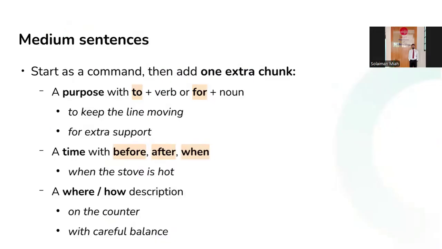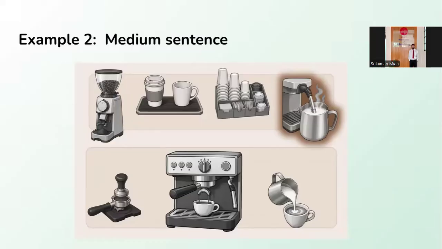The second is a time, using words like before, after, when, or once. For example, "before the next customer arrives," or "when the stove is hot." The third is a description of where or how, usually a prepositional phrase like "on the counter" or "with careful balance." Here's another example for you to try.